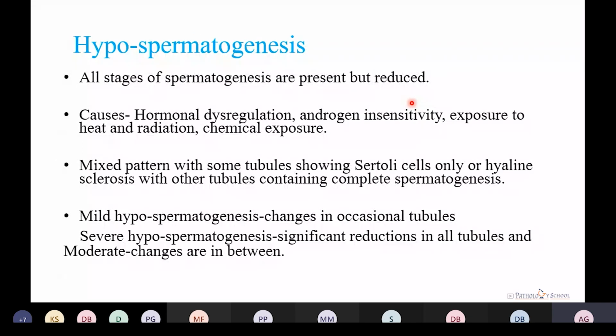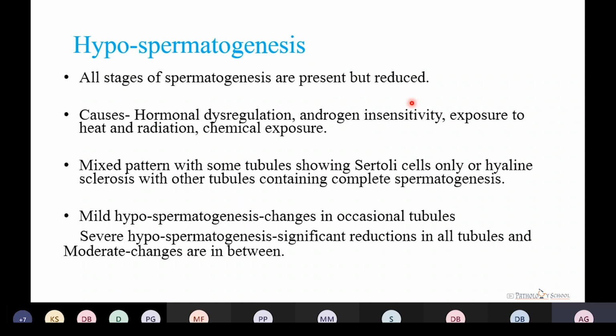Coming to hypospermatogenesis, this is a condition in which all stages of spermatogenesis are present, but they are reduced in number, though the proportionality of the cells is maintained. Common causes are hormonal dysregulation, androgen insensitivity, exposure to heat, radiation, or harmful chemicals. The tubules show a mixed pattern showing Sertoli cells only or hyaline sclerosis with other tubules containing complete spermatogenesis.